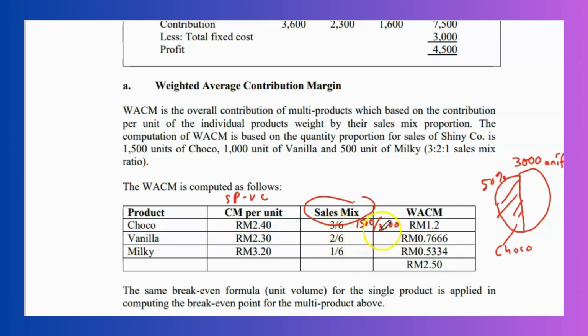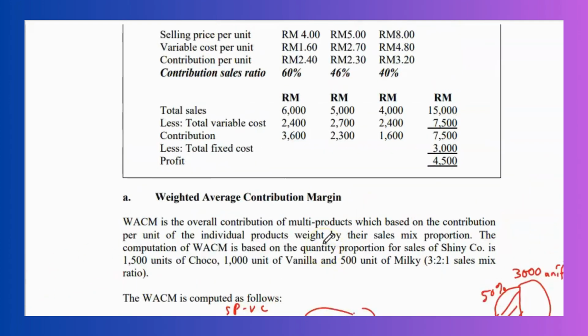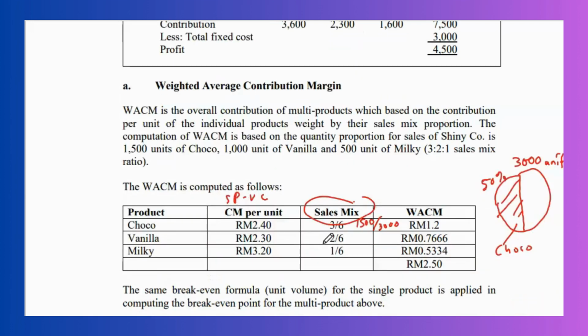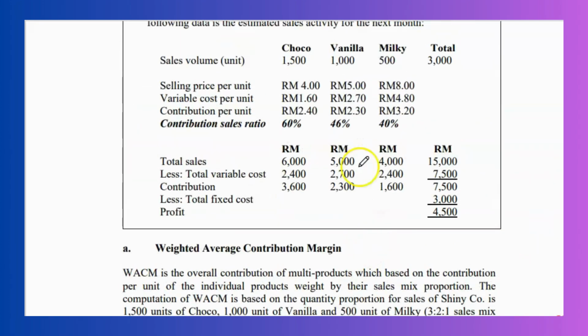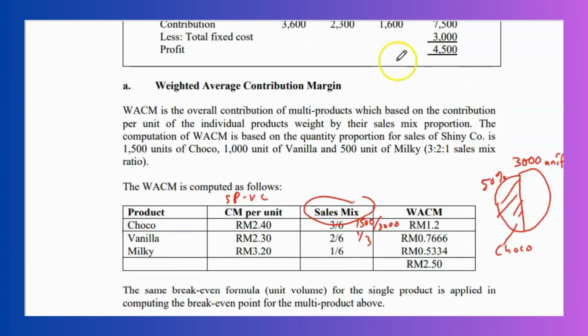Okay, next, how to get the vanilla proportion? 2/6 is actually 1000 over 3000. 1000 over 3000 is 1/3, so 1/3 is equal to 2/6 also. And then for milky, how do they get 1/6? 1/6 is actually 500 over 3000.